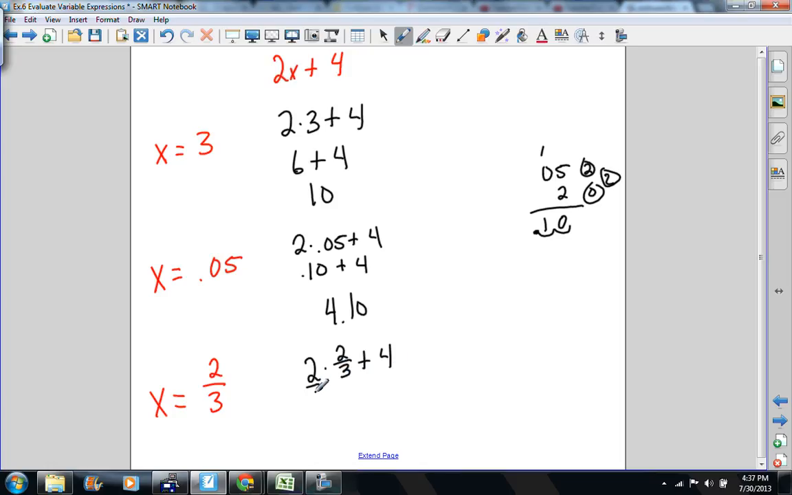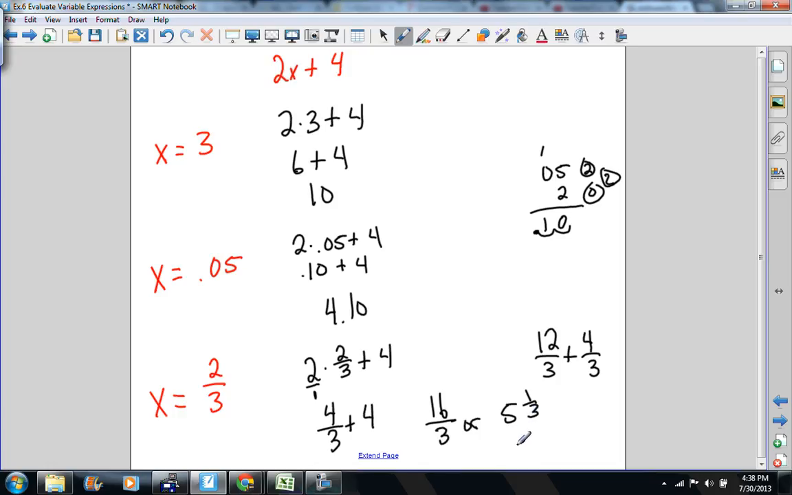And then over here, we have 2 times 2/3 plus 4. Well, we know this is 2 over 1. So that's 4 over 3 plus 4. And now we have to find a common denominator. Okay, so we know that 4 is going to be the same thing as 12 over 3, because 12 divided by 3 is 4. So we're going to add in 4/3, and so this one is 16/3, or 5 1/3.